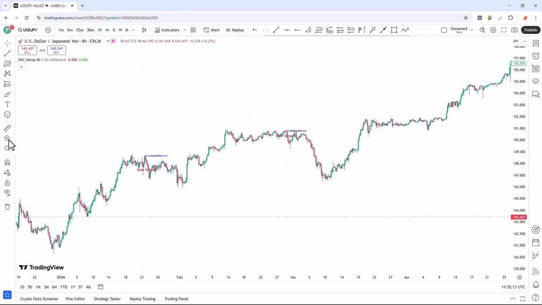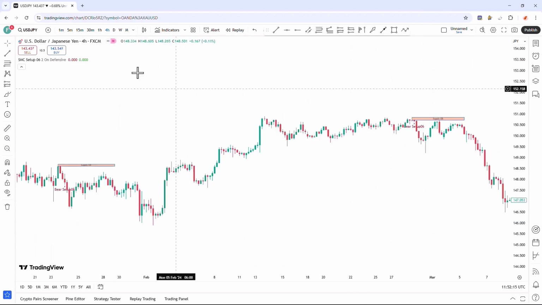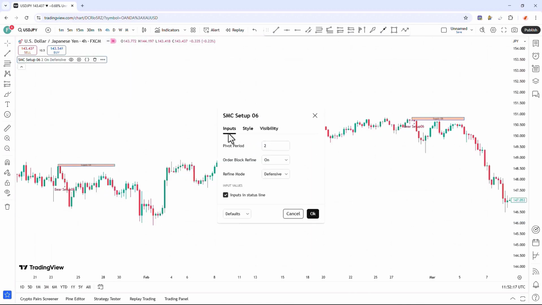In the settings section, in the input section, there are options available for us. In the first part, by changing this option, we can adjust the zigzag range for identifying setups. The more we increase this value, the more it identifies long-term setups, and the more we decrease it, the more it identifies short-term setups.